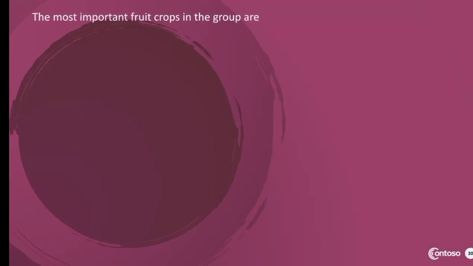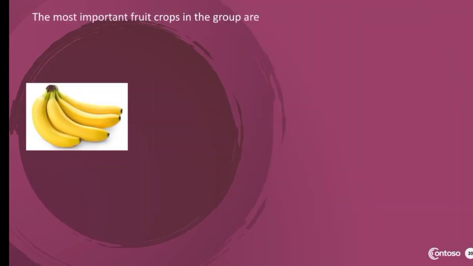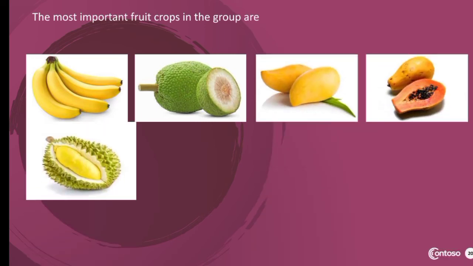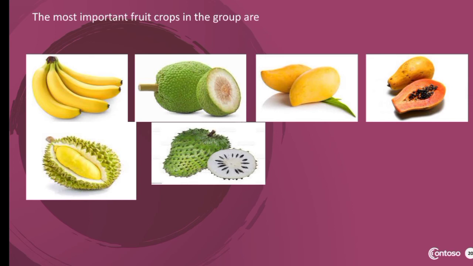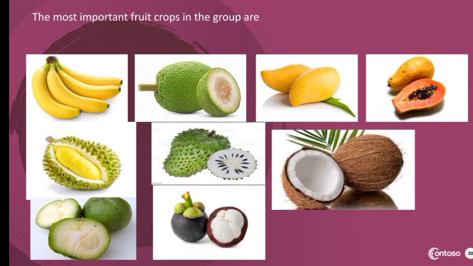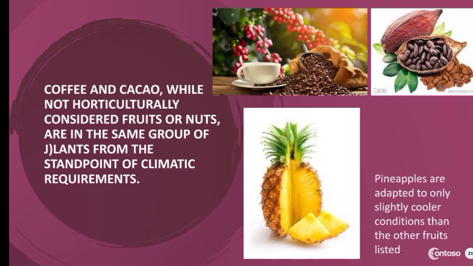The most important fruit crops in the group of strictly tropical crops and nuts are banana, breadfruit, mango, papaya, durian, the anonas, we can use atis or guyabano, the sapotes, the mangosteen, the coconut, and the cashew nuts. Coffee and cacao, while not horticulturally considered fruits or nuts, are in the same group of plants from the standpoint of climatic requirements. Pineapples are adapted to only slightly cooler conditions than the other fruits listed.